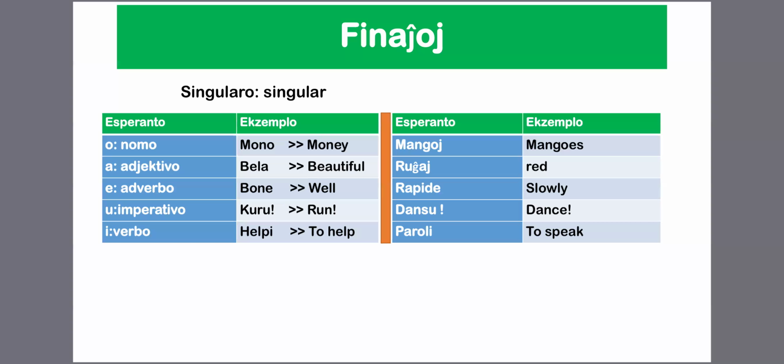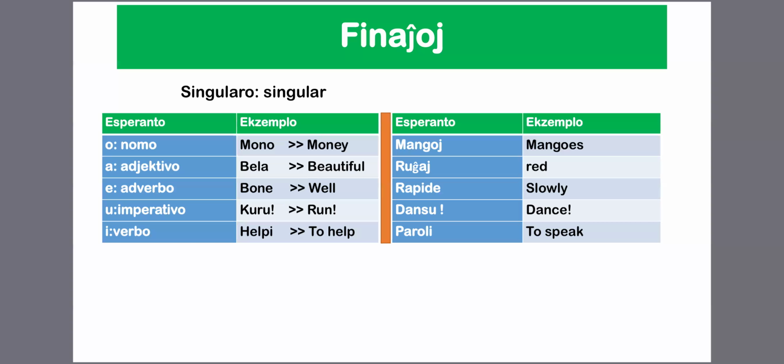Kuru, run. And if you see an I at the end, which means to in English, this is a verb. I can say helpi. Helpi is help, to help. Manĝi, to eat. Dormi, to sleep. So you can hear that I'm putting I. So this we call finajoj in Esperanto. Finajoj, they are the signals which show this.